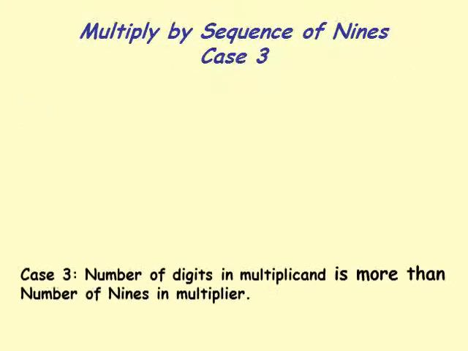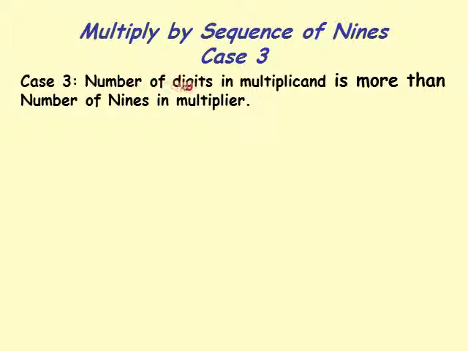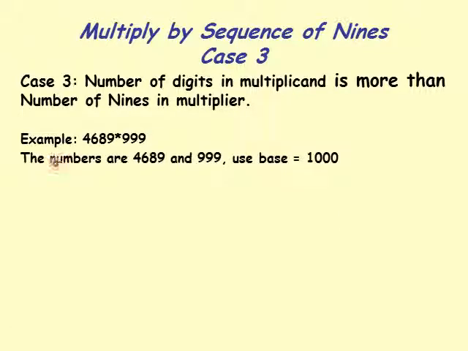Okay, continue. Another case here, case 3: the number of digits in the multiplicand is more than the number of nines in the multiplier. So the sequence of 9s has a smaller length. Okay, let's look at an example. 4689 times 999, 4 digits multiplied by a sequence of 3 nines. Okay, let's do that using base numbers. First we select a base number, which is 1000. We select it from 999. Okay, so 1000 is close to 999.